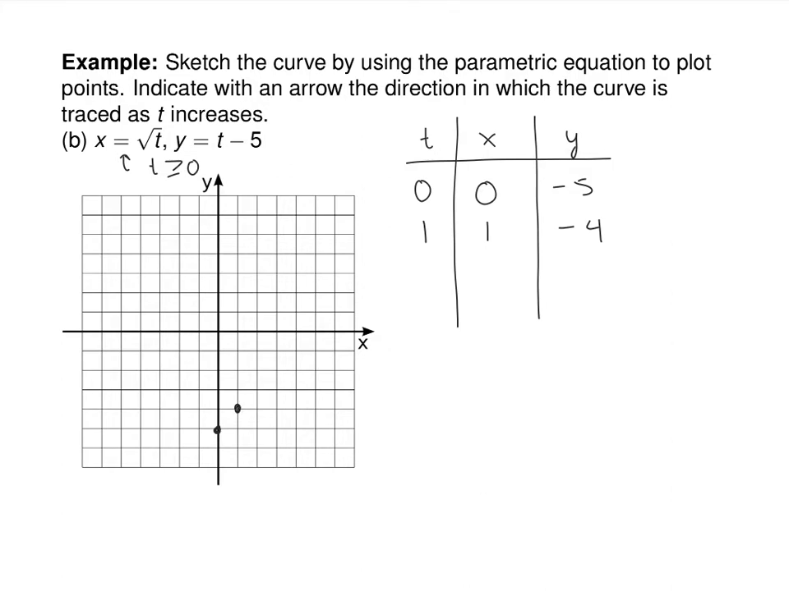And you're free to input values that actually square root nicely, so let's skip ahead and input the next value of t to be 4. Then x is 2 and y is -1. And just one more, let's input t equals 9. So when t is 9, x is 3 and y is 4.